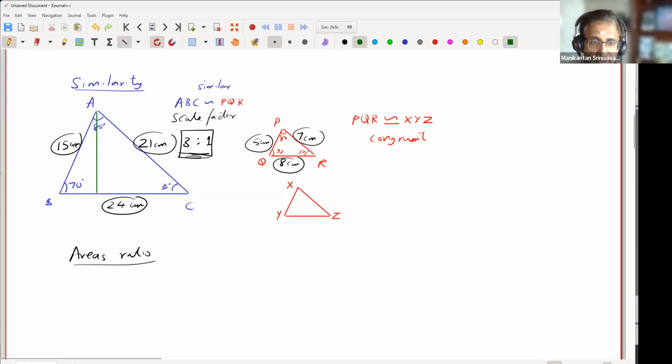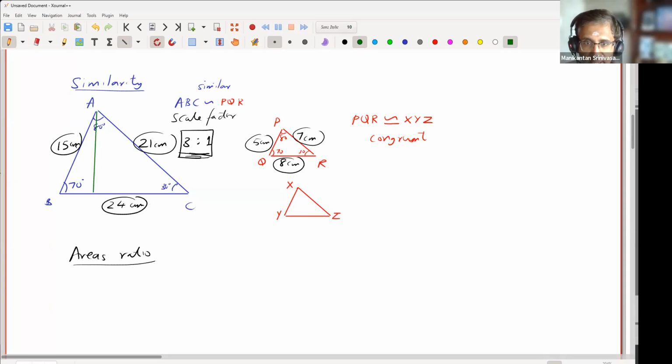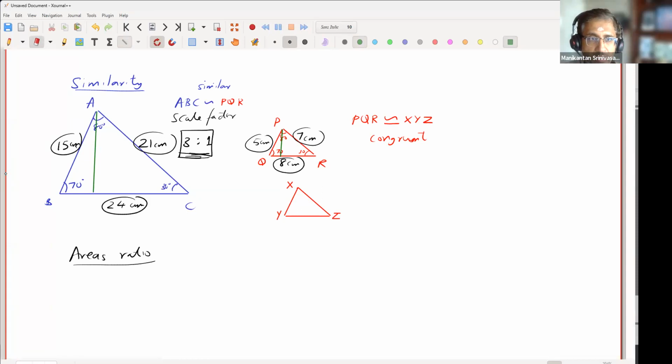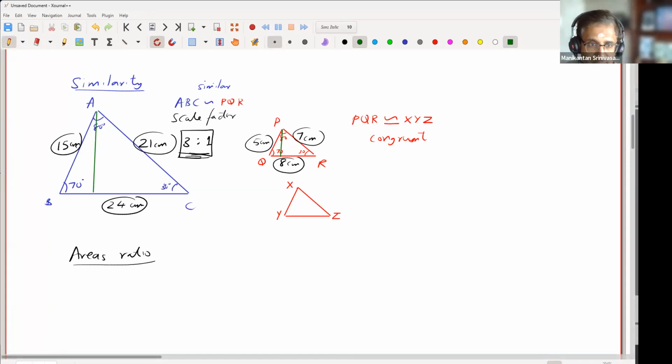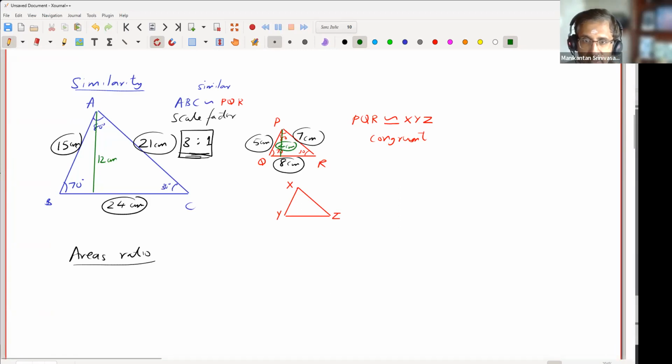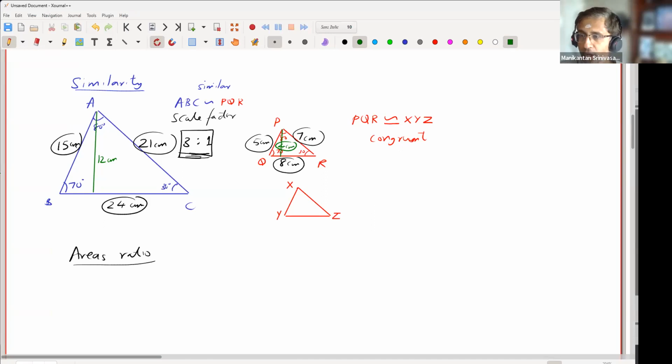Let's say this is the height here, and let's say this is the height here. Okay. So let's say this height happens to be 12 centimeters. Then this height will be exactly 1/3 of that, which is 4 centimeters. The same 3:1 ratio will continue in all equivalent measures. So height here corresponds to, is equivalent to the height there, correspondence, right?